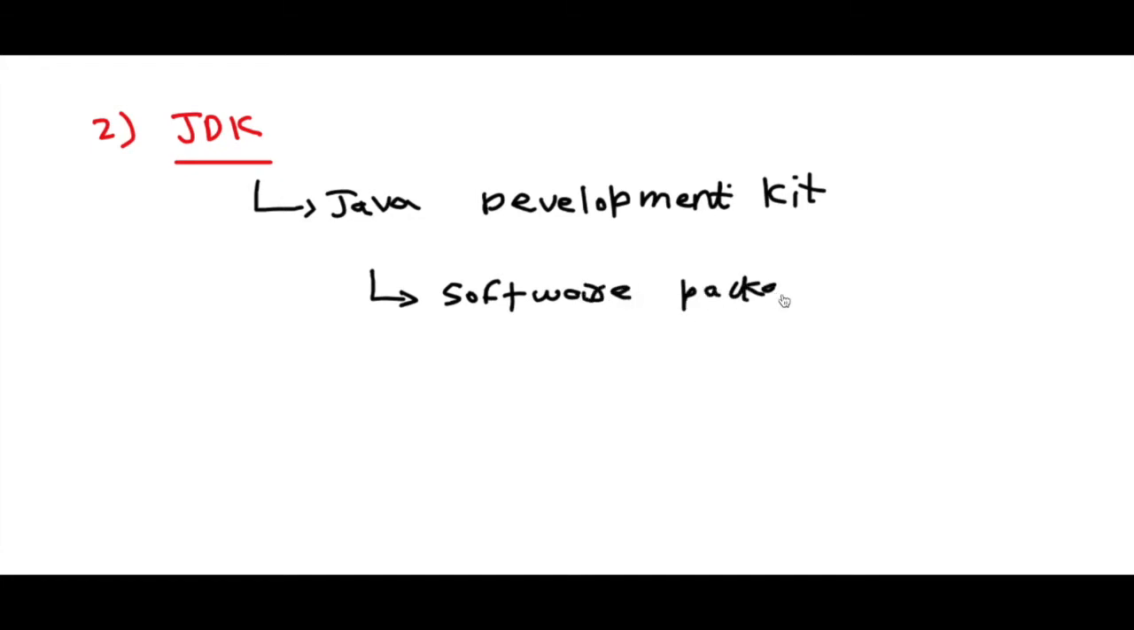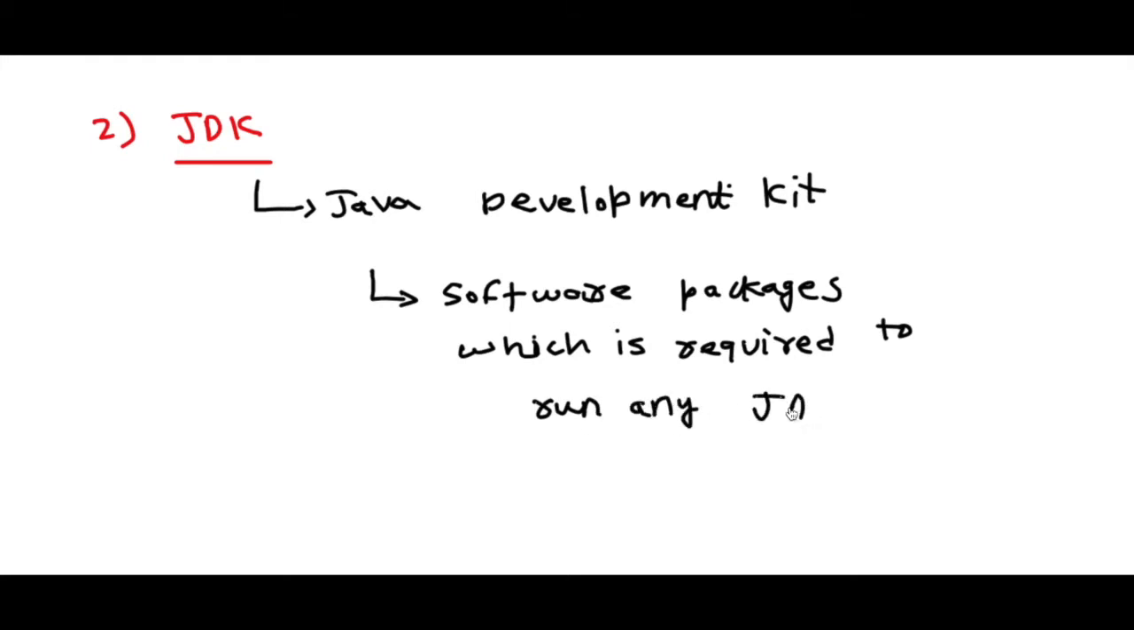But if I talk about what is JDK, it's a set of software packages, a bundle of software packages which is required to run any Java program. This is the main component which helps you to run your Java program. JDK comes with pre-built software packages, which you just need to install, and these software packages would be available on your operating system. Once JDK is installed, it would help you to run your Java program. Whatever code you write in Java would be run with the help of JDK only.